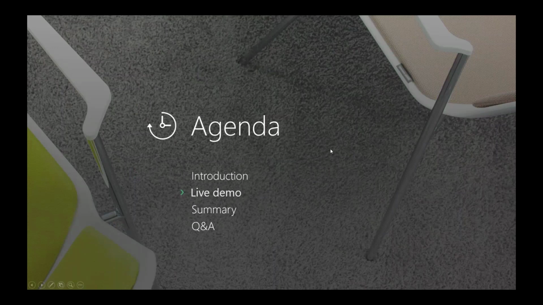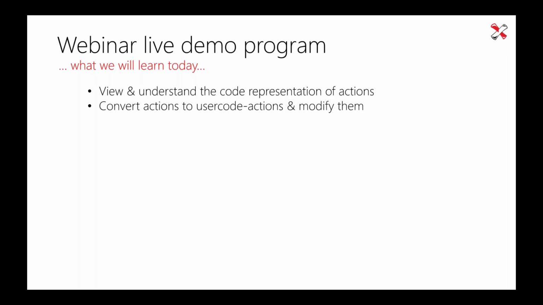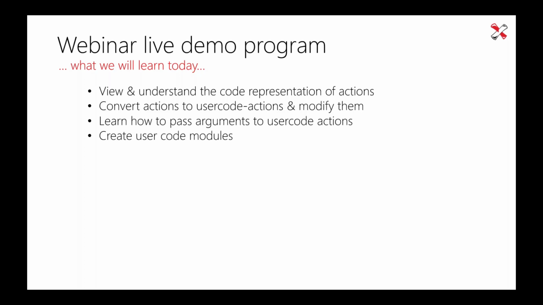I would like to start by showing you what we will learn today. First of all, I would like to show you the code representation of actions. Then we will do some conversion of actions into user code actions and modify them. And we will learn how to pass arguments to user code actions and see the resulting types and return values of actions.